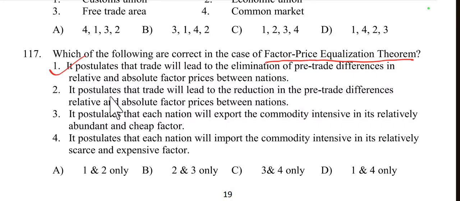Then it postulates that trade will lead to the reduction in the pre-trade differences in relative and absolute factor prices between nations. This is also correct. Then it postulates that each nation will export the commodity intensive in its relatively abundant and cheap factor. No, this is incorrect. Then each nation will import the commodity intensive in its relatively scarce and expensive factor. No, this is also incorrect. So options 1 and 2 are correct, that is option number A.